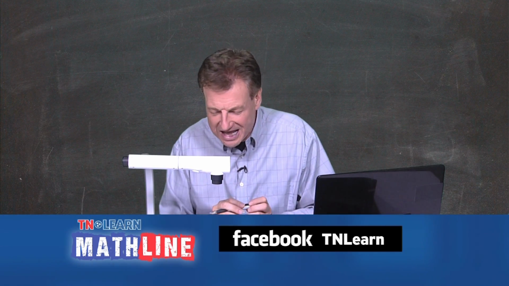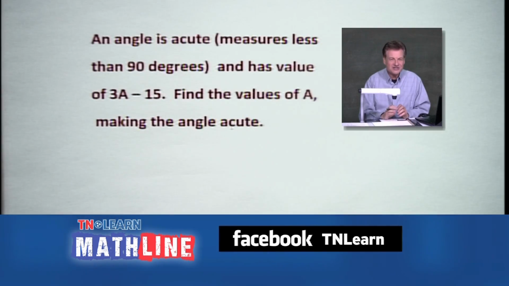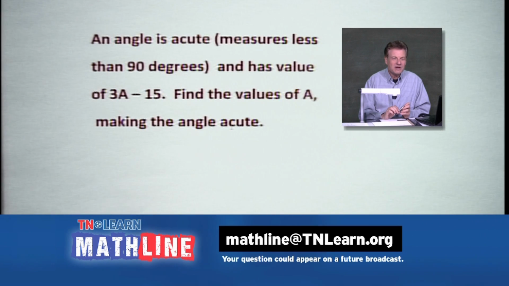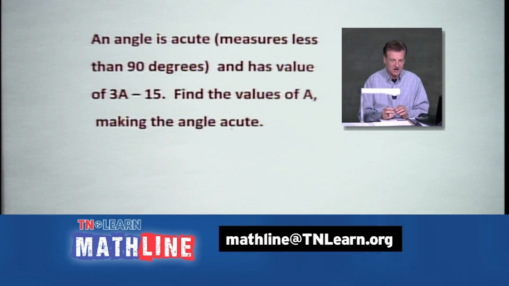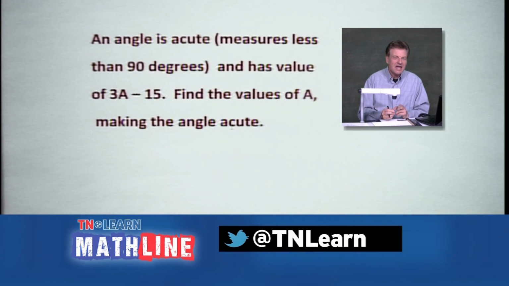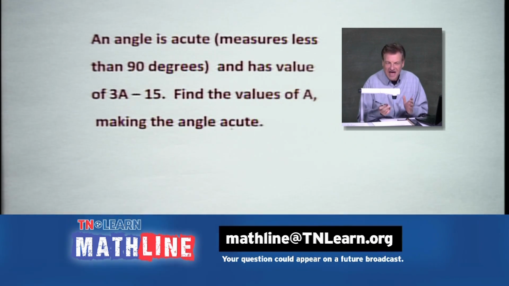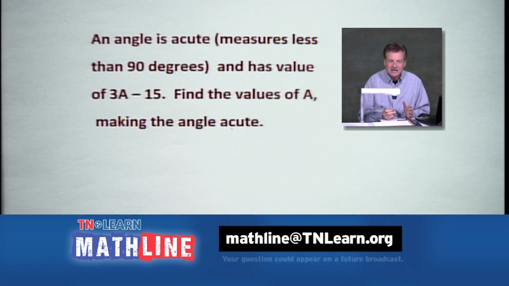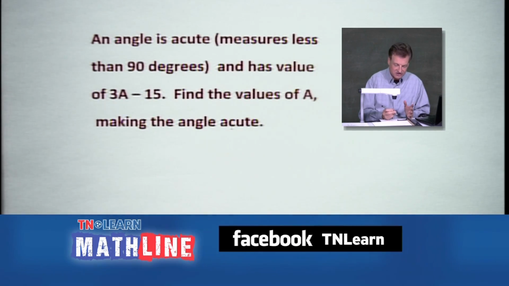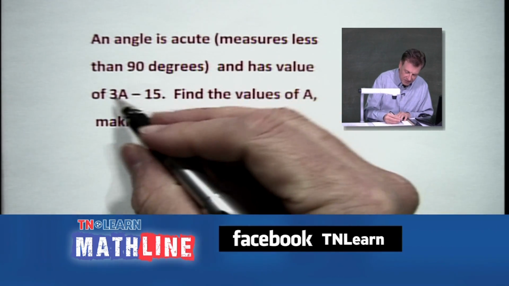There we have it. Now let's take a look at a little geometry situation here, all right? An angle is acute. That means measures less than 90 degrees. Also has to be positive, but we're not going to worry about the zero end of things, all right? We're going to just basically look at it and make sure our A value is going to give us a positive value in the end, all right? So we'll talk a little bit about that. But it says an angle is acute, measuring less than 90 degrees. It has a value of 3a minus 15. All right, so let's see here. 3a minus 15 is your angle.